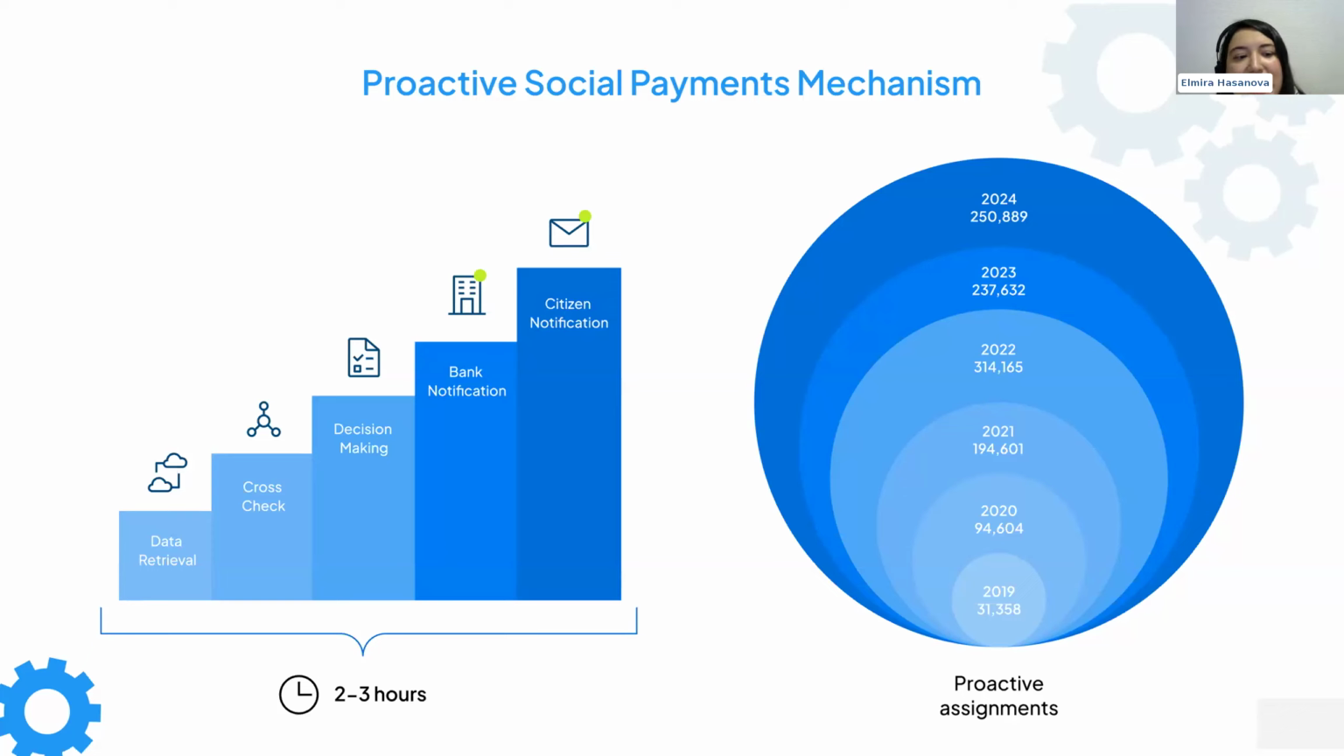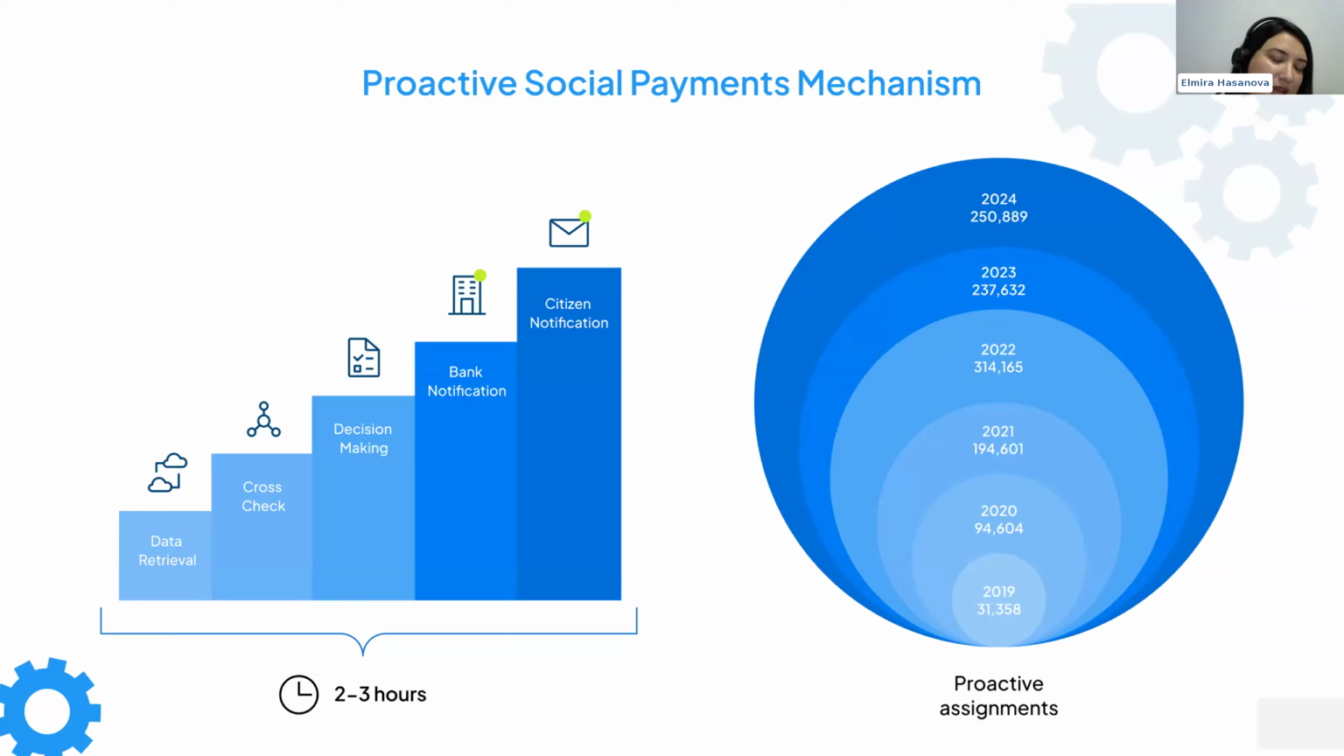How does the mechanism work? First of all, when a person is eligible for certain kinds of social payments, the data about the person is retrieved through a digital bridge, with the integration of the appropriate public institution. The received data is cross-checked in the second stage, and the third stage is related to decision making, whether the person is eligible for the social payment or not.